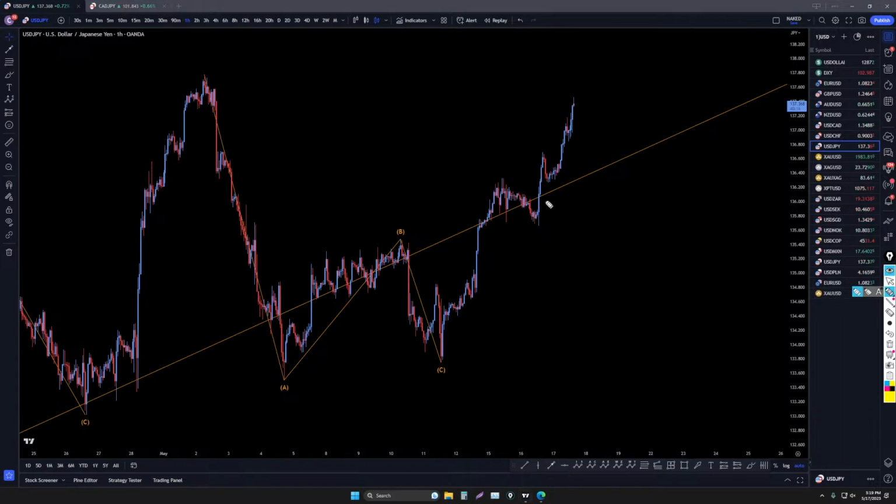US dollar yen, now this almost definitely is not over yet. Look how strong up that is. I would say that the next move down is going to be a correction to this move up almost definitely, and then it will end up continuing the uptrend.